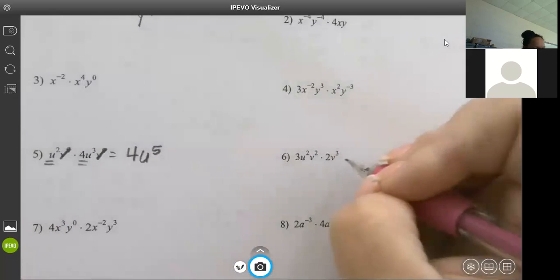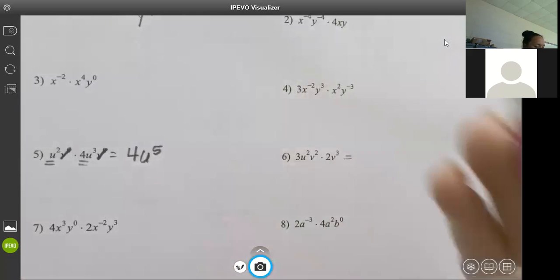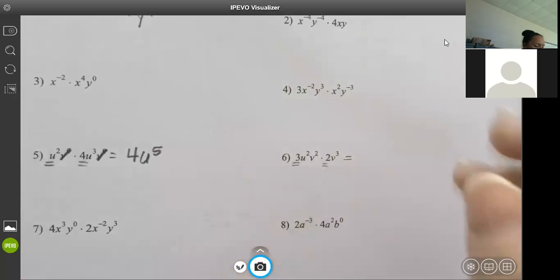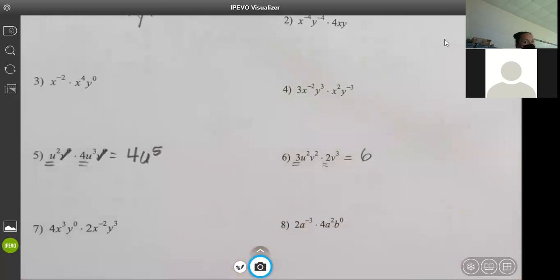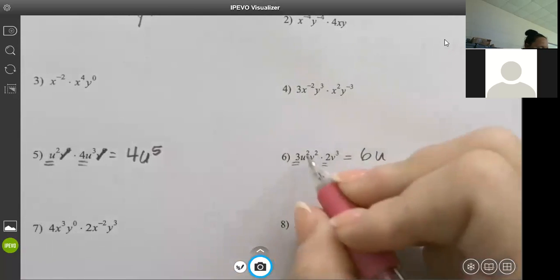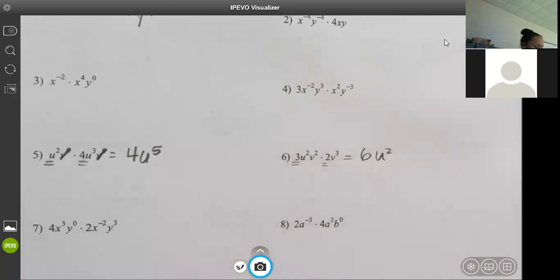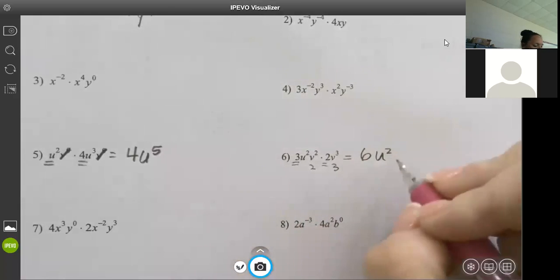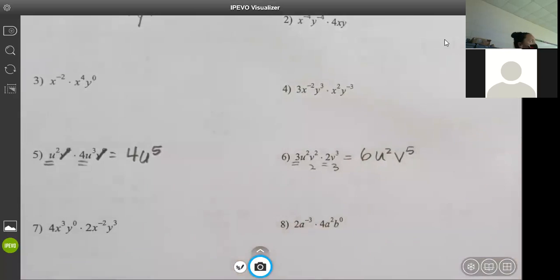Number 6. You don't have any zeros, so there's nothing to mark out. Start with your numbers. 3 times 2 is 6. And then you have u's and v's this time, so you're just going to do the total. So with u's, I only have 2 of them total. And then with v's, I have 2 here and 3 here, which makes a total of 5.